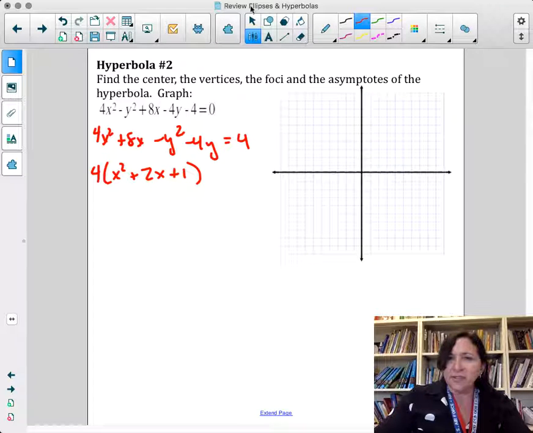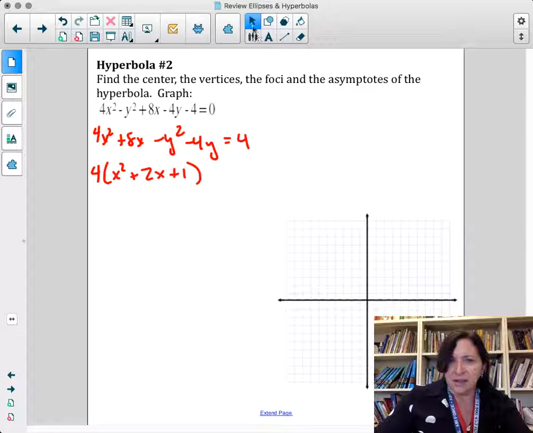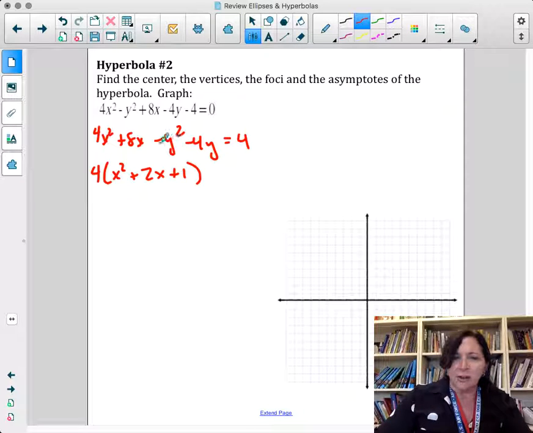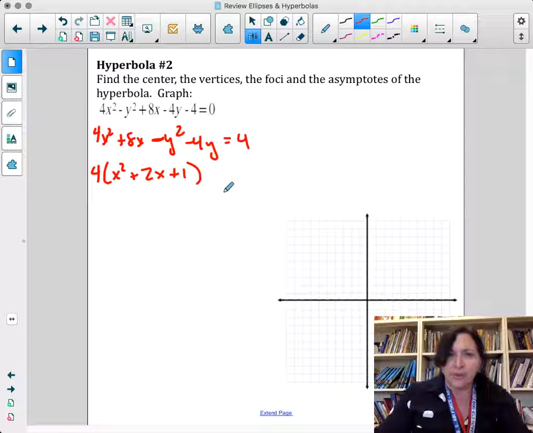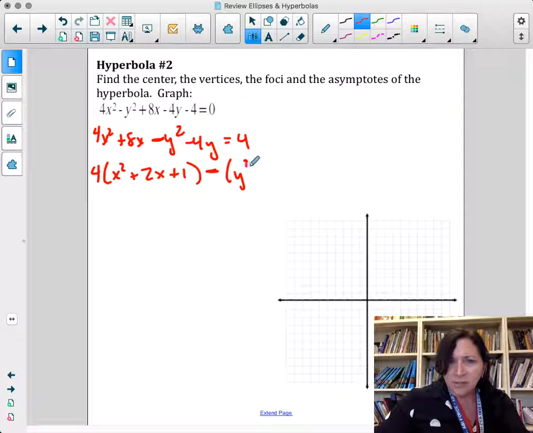Now, this is the part that a lot of people will mess up on, just because they forget that you have to factor out this negative sign right here, because the y squared term and the x squared term have to have a value of 1. So I'm going to factor out that negative sign, and I'm going to get y squared plus 4y, right? Because when you factor, you're dividing by negative 1, it makes it positive.